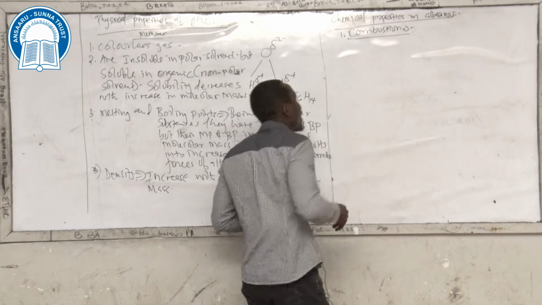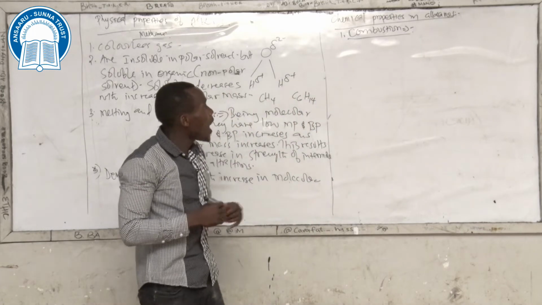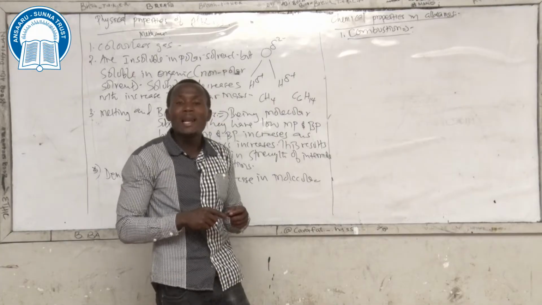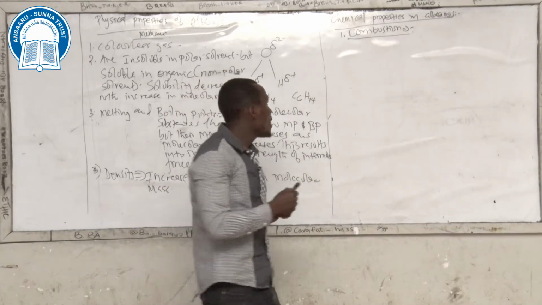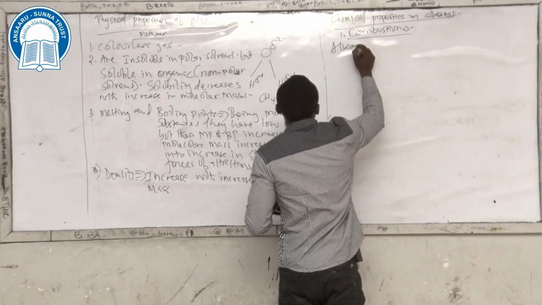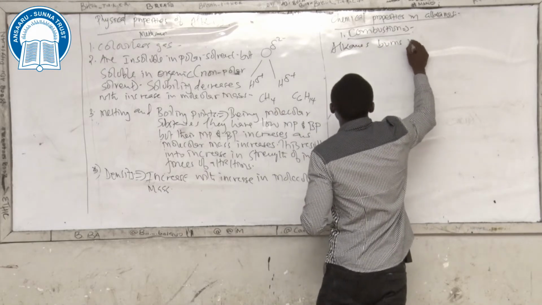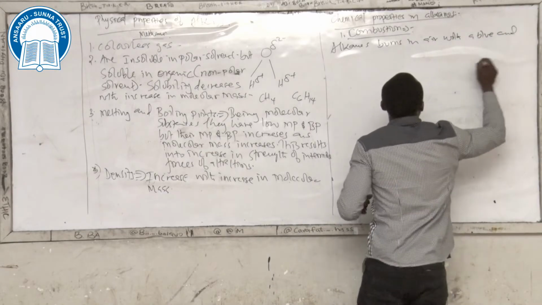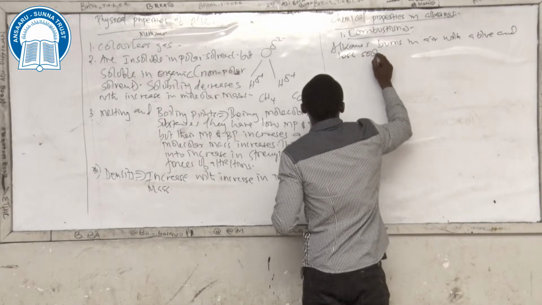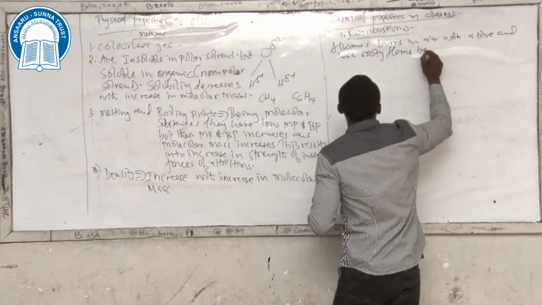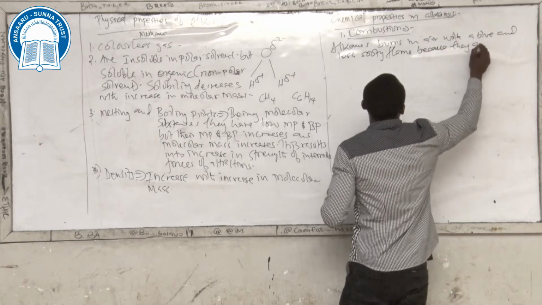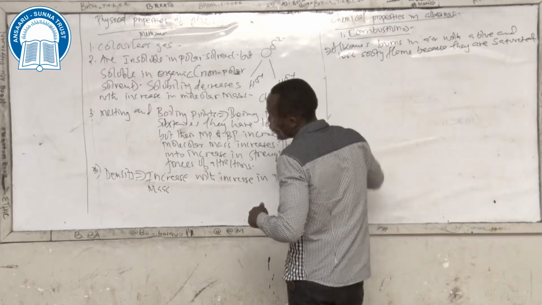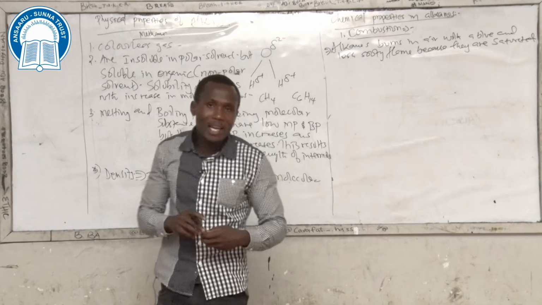So, how do saturated organic compounds burn in air? Alkanes being saturated, they burn in air with a blue and less sooty flame. So we say alkanes burn in air with a blue and less sooty flame because they are saturated. And what is the product formed when alkanes are burning in air?